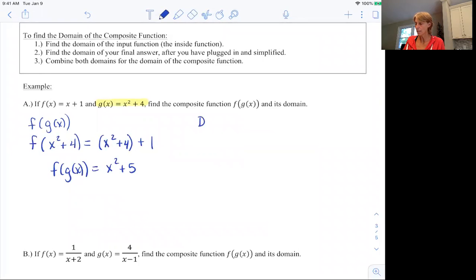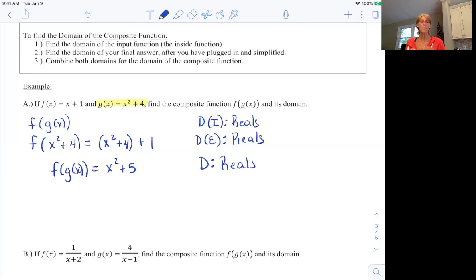If I want to find the domain of this function, I consider the domain of my input function. The domain of my input is my g of x, which is all reals. Then I look at my end result. You don't have to use the input in the end, I like to just use it to keep myself organized. My end result is x squared plus 5. The domain of a quadratic is all reals. So the domain of my overall function is all reals.